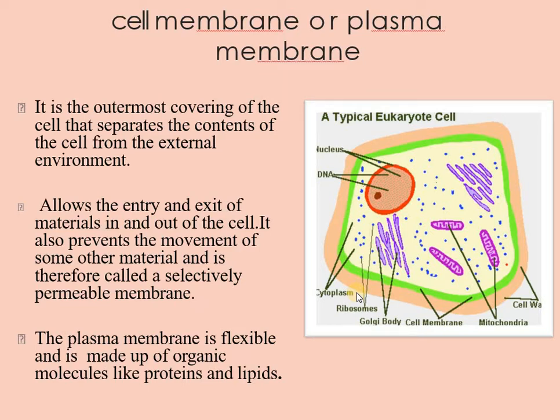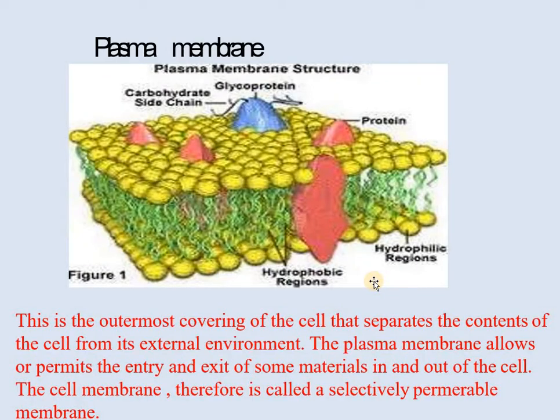It also prevents unwanted materials from moving inside, and therefore the cell membrane is also called a selectively permeable membrane. The cell membrane is very flexible and is made up of organic molecules, mainly proteins and lipids. Now here you can see the molecular structure of the cell membrane.